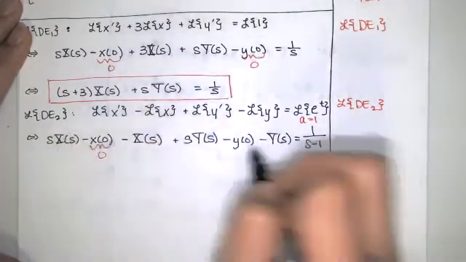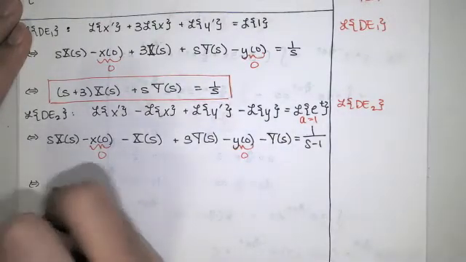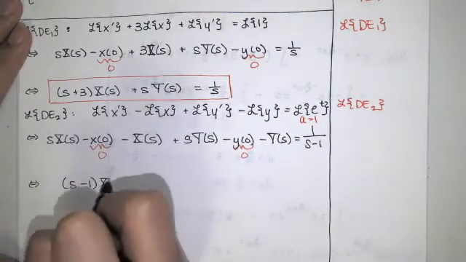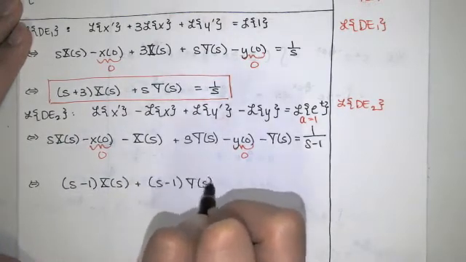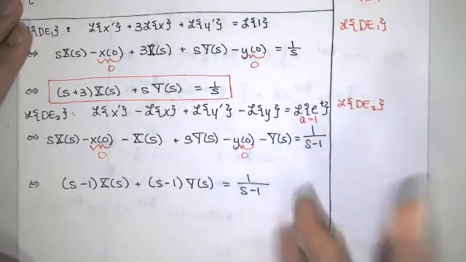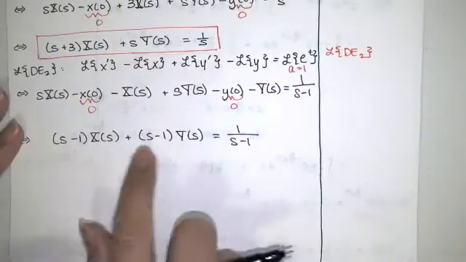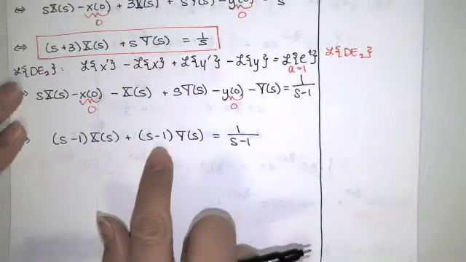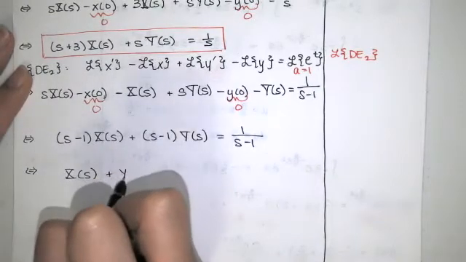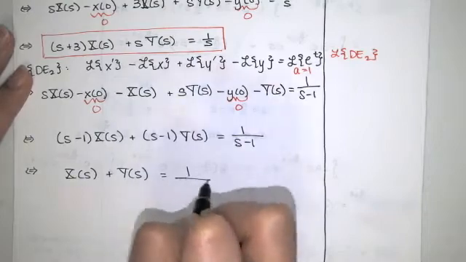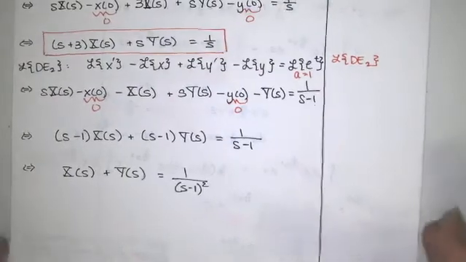Our initial conditions are that x of 0 equals 0 and y of 0 equals 0. So we have this (s minus 1) times X of s plus (s minus 1) times Y of s equals 1 over s minus 1. Now you could use this equation if you wanted to, but I probably wouldn't. I think I would divide both sides by that s minus 1. So this is equivalent to X of s plus Y of s equals 1 over s minus 1 times 1 over s minus 1, which is 1 over (s minus 1) squared.